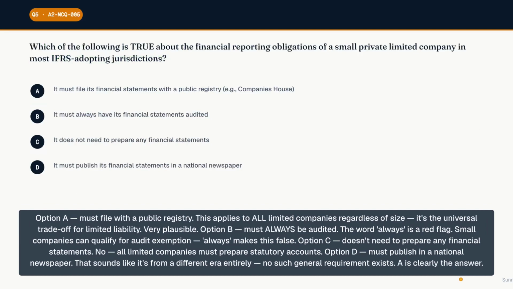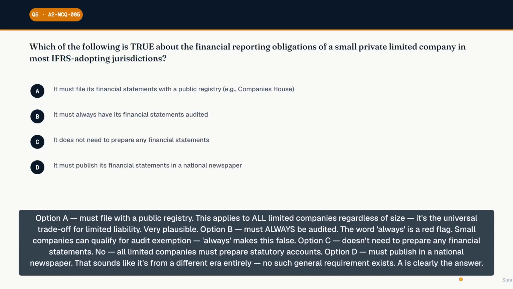Very plausible. Option B, must always be audited. The word always is a red flag. Small companies can qualify for audit exemption. Always makes this false. Option C, doesn't need to prepare any financial statements. No, all limited companies must prepare statutory accounts. Option D, must publish in a national newspaper. That sounds like it's from a different era entirely. No such general requirement exists. A is clearly the answer.